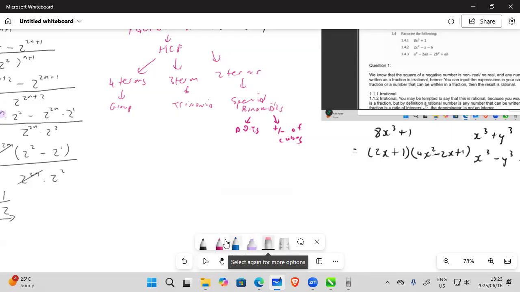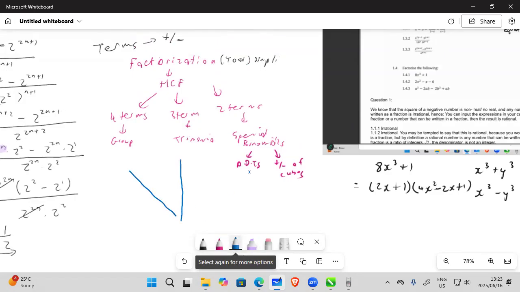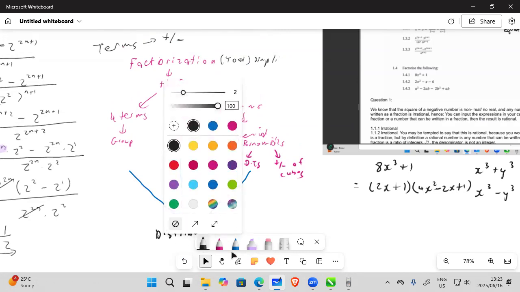The last step to factorization. Once you go through these parts, there's a last step that you need to do, and it goes as follows. After you do all of this, they all lead to the same point, which is to distribute. So you distribute and you check if the answer is correct.